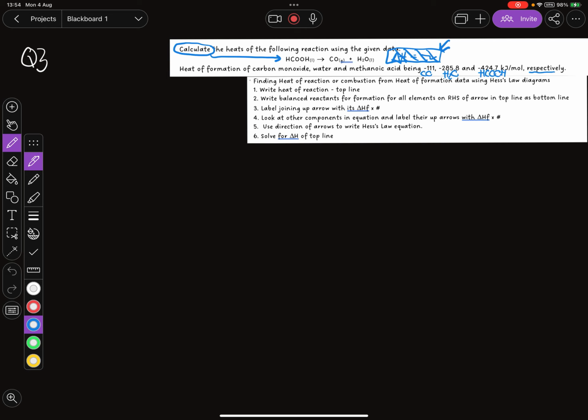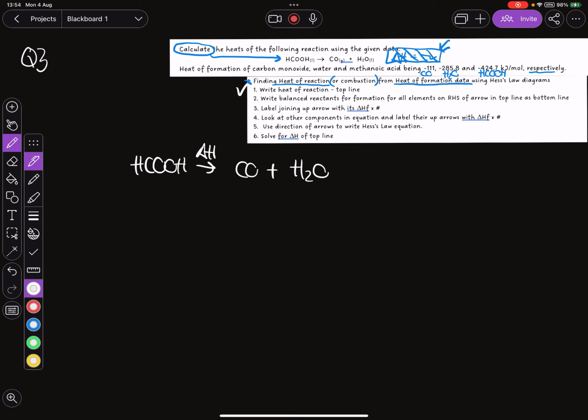Now, for this particular question, it's different to the first two in that we are going to be finding a heat of reaction. We could be finding a heat of combustion, and we're doing it from heat of formation data. So our Hess's law diagram is going to be a little bit different. So we follow our instructions. The first thing we have to do is write our top line. So that is our top line.